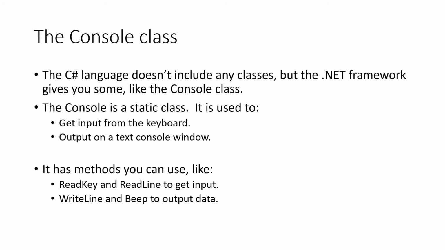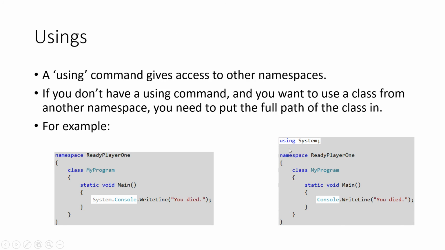Console class is not part of the C# language itself, but part of the .NET framework, which is used alongside C# most of the time, if not all the time. It's a static class, the console, and it's got loads of methods like ReadKey, ReadLine, WriteLine, Beep. You've seen most of them already. Using commands come at the top. If you don't put a using command in to use a namespace, then you must specify the namespace before accessing anything in it. Either one of these is valid, however.